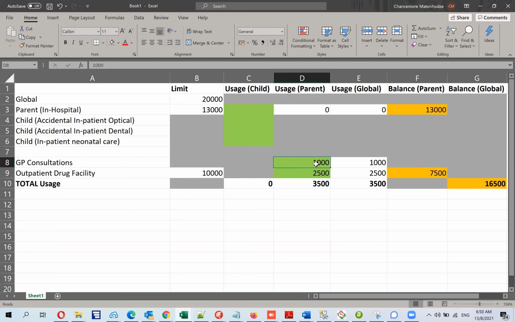So let's suppose this patient is admitted and the admission fee is $3,000. So it comes here directly, 3,000. And because it is not under any of the child benefits, it goes straight to the parent in-hospital benefit. And the usage on this becomes 3,000. And the usage on the global limit is also affected, and the balance on the global has also come down.